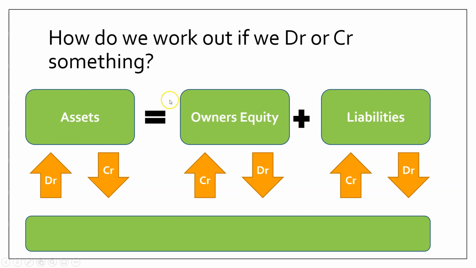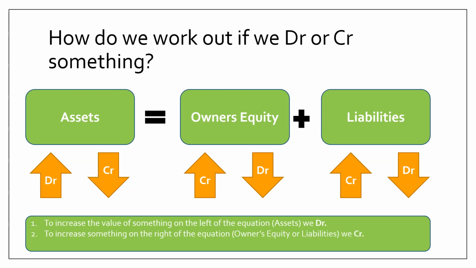Now, just some things to point out here. Owner's equity and liabilities are exactly the same in terms of their credits and debits when you're talking about increasing or decreasing. So owner's equity and liabilities, you credit to increase and debit to decrease. One way you can try and remember these things is I always say to increase the value of something on the left of the equation, which is assets, we need to debit, and to increase the value of something on the right of the equation, so owner's equity or liabilities, we credit.